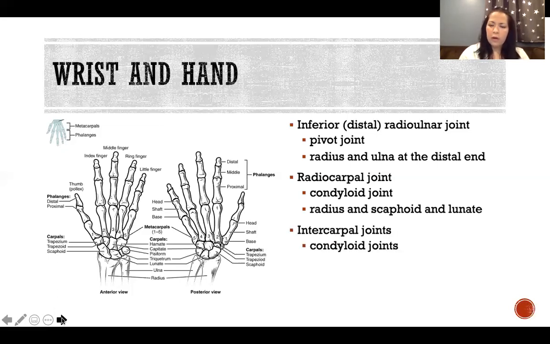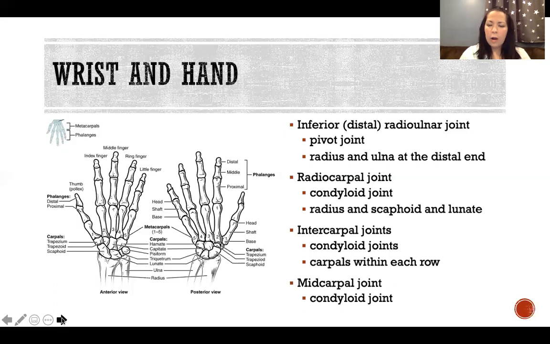Intercarpal joints are also condyloid joints. Those are the joints that occur between the carpals within each row. So we have 2 rows of carpals. We have 8 carpals in each wrist altogether, 2 rows of 4. And so the articulations between each of the 4 within a row, those are the intercarpal joints.